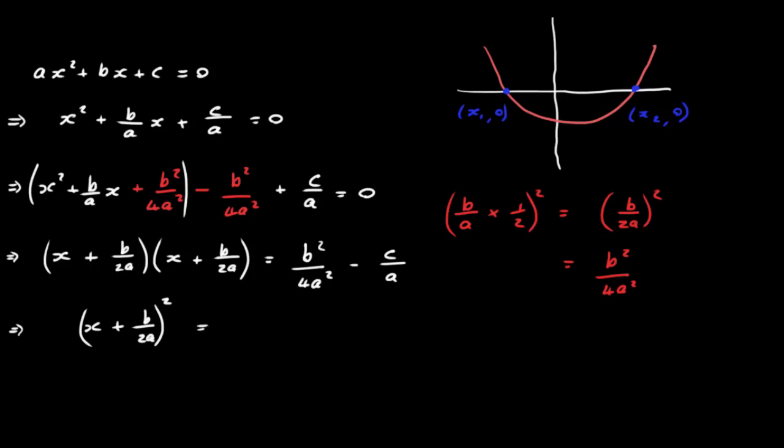Okay, so on the left hand side then, this will just become x plus b over 2a, squared. On the right hand side, what I'm going to do is just add these 2 fractions. So the common denominator you can see here is just going to be 4a squared. That'll give me a b squared here. Here I'll end up with 4a squared divided by a, which is 4a. Multiply that by c, that'll give me 4ac.